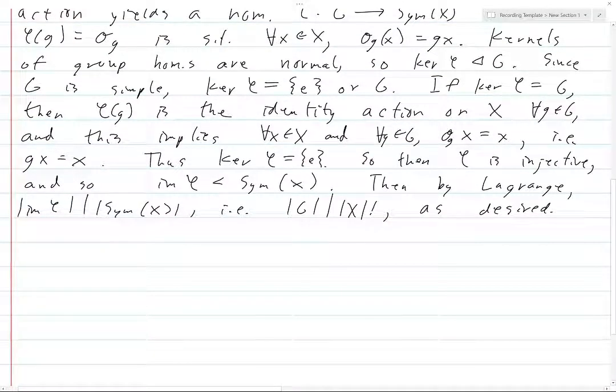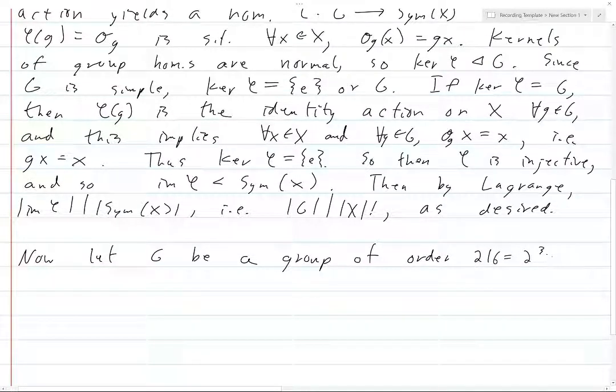So, anyways, we're going to prove the actual result. So now let G be a group of order 216, and if you factor that, that's 2 cubed times 3 cubed.